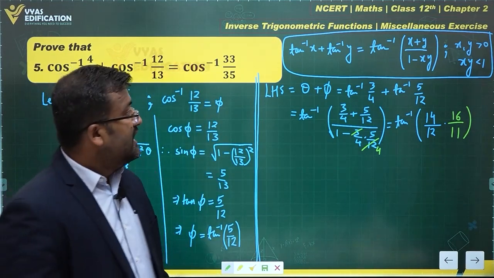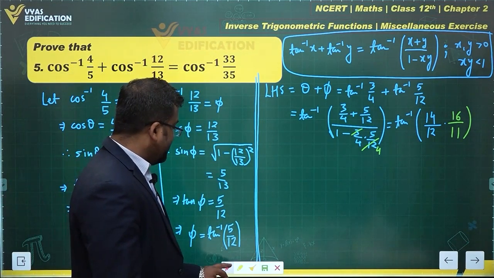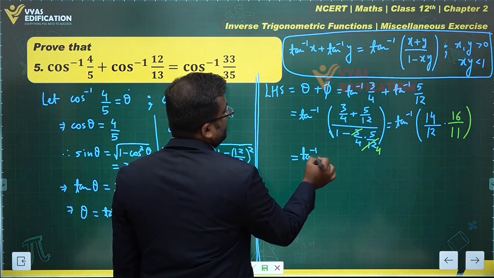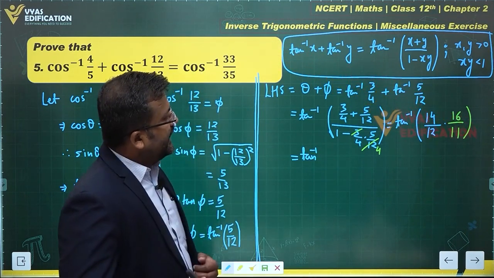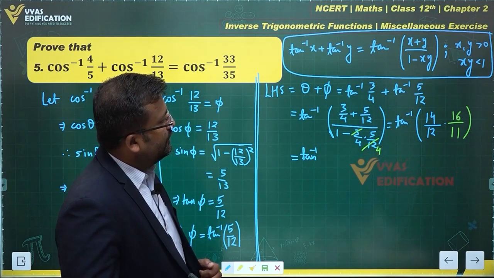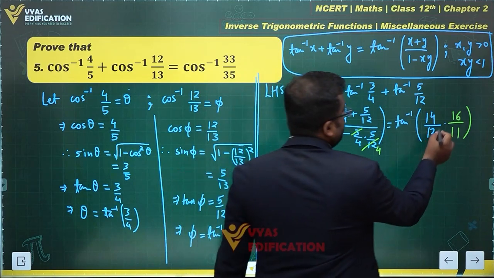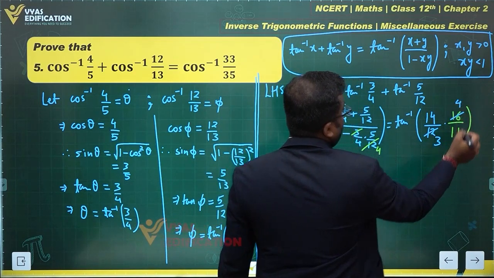This is what you get. This is the value of tan inverse. Can we simplify this further? Yes. This is further equal to tan inverse of, what do you get? 12 and 16. 12 has a factor of 4. Yes, 16 also has a factor of 4. This becomes 3. This becomes 4, right?